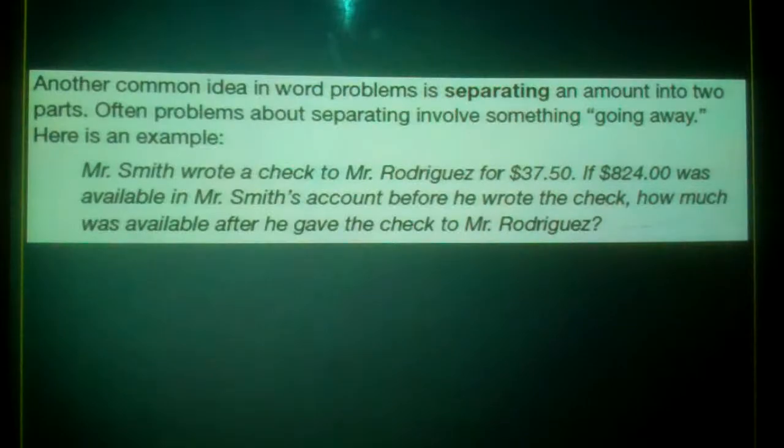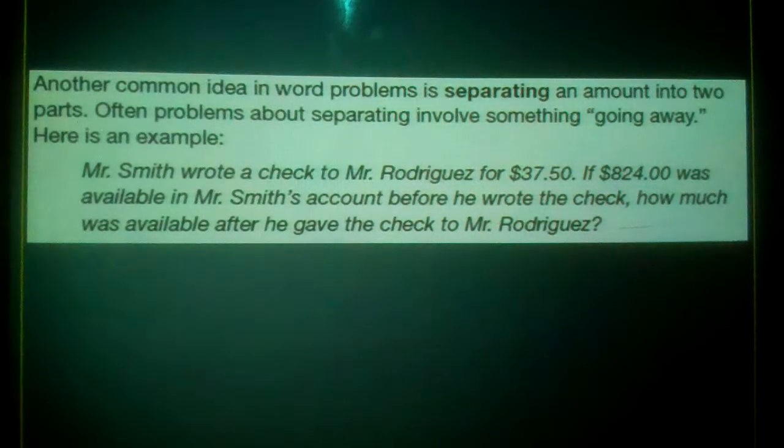Okay, now moving on to a different type of problem. Another common idea is separating an amount into two parts. And often separating involves something going away. And here would be an example. It's easy to think about money with these types of problems.